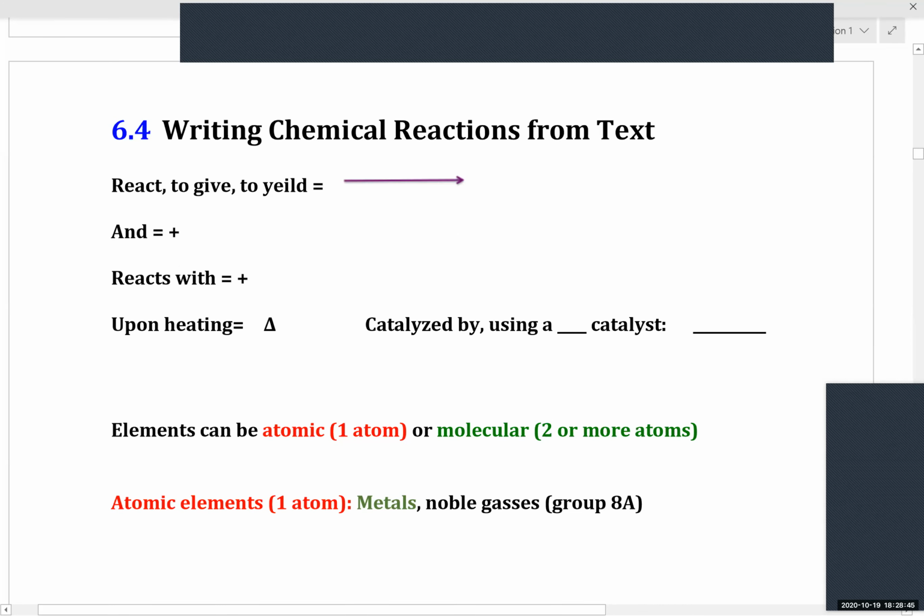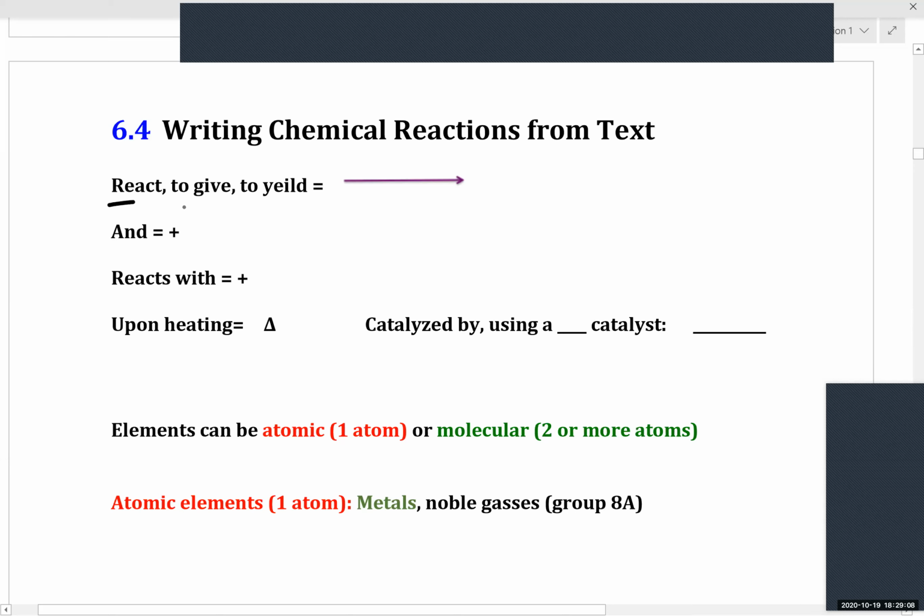Let's talk next about how to translate phrases into chemical reactions. How do we write chemical reactions from text? So chemistry has its own language, but there is a translation, a way for us to translate words into chemical reactions and chemical equations. So let's talk a little bit about that.